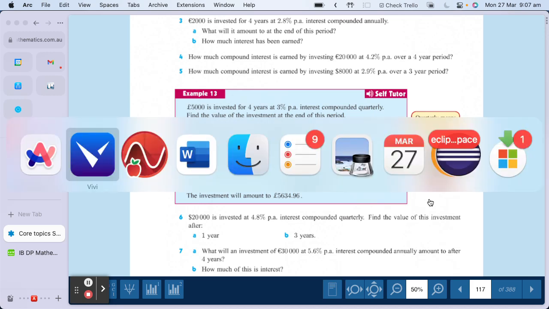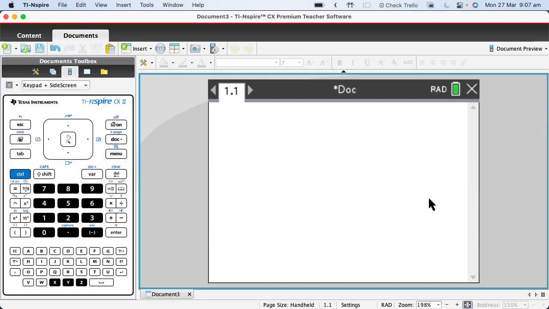So I'll flick over to the finance solver, to your GDC here. And I've got a new calculator happening. If you want to follow on yourself, that would be great. Don't have to, but it's useful to get the sort of kinesthetic kind of learning by actually doing as I go.